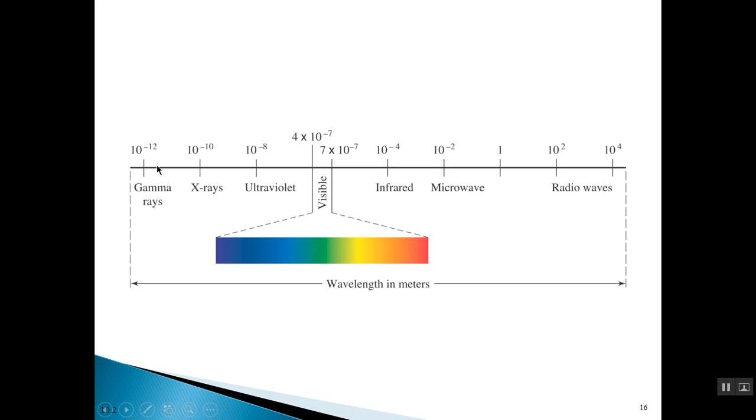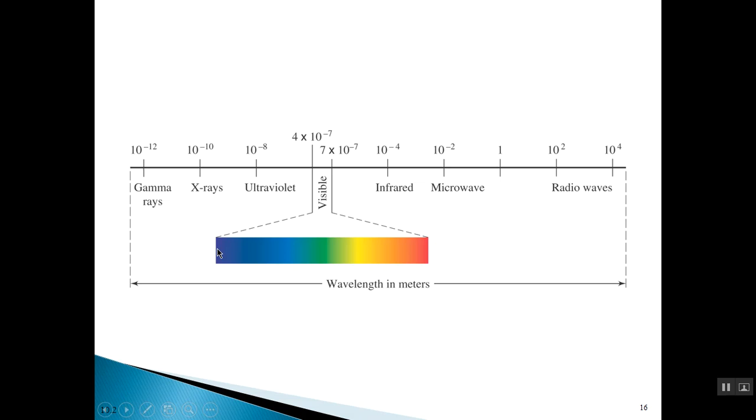So the lowest wavelength form of radiation would be gamma rays, followed by X-rays, followed by ultraviolet rays, and then within this narrow band here, going from 4 times 10 to the minus 7 to 7 times 10 to the minus 7 meters, you have what is known as the visible part of the electromagnetic radiation. So this represents all the different forms of radiation that our eyes are sensitive to.